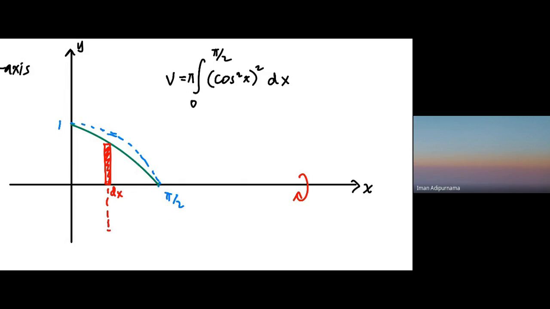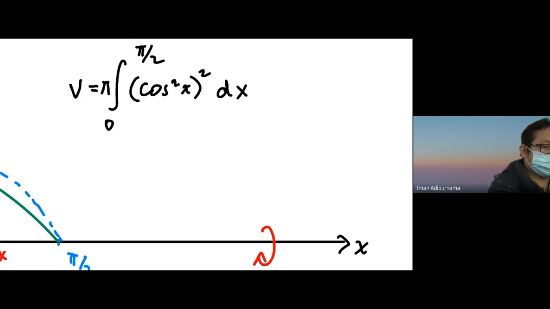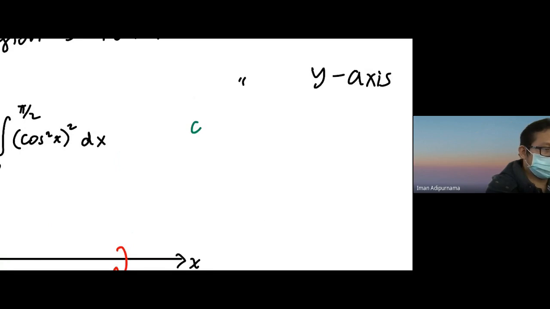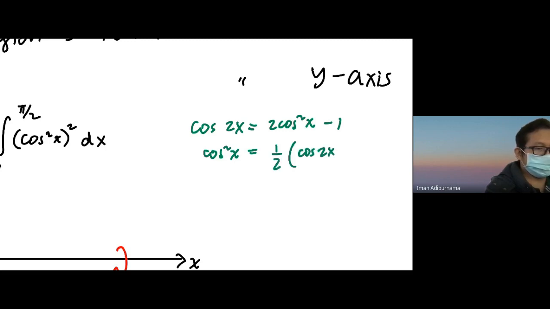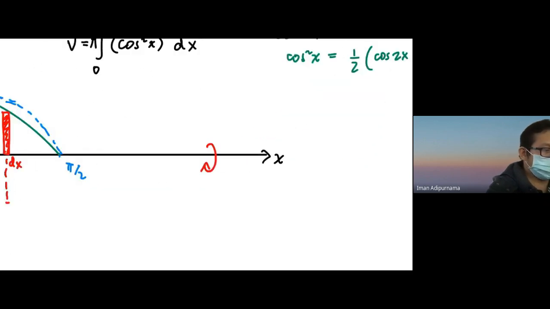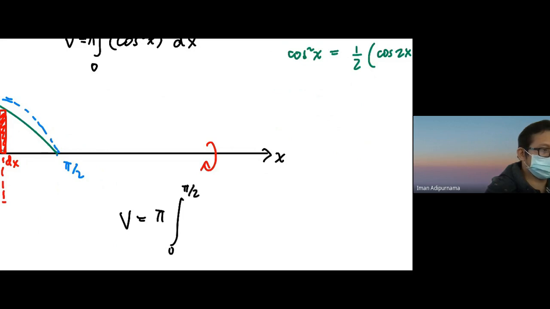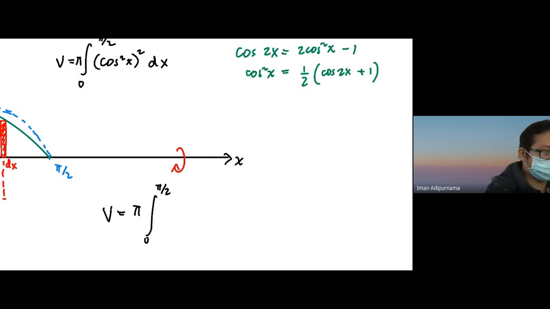Right? Cos squared, if you remember chapter 7 in trigonometric integrals, every time you see cos squared or sine squared, better to change to the double angle form, okay? So let's change first the cos squared x. Let me write here, cos 2x is 2 cos squared x minus 1, or cos squared x is half of cos 2x plus 1. Okay, so I can write my volume. It's half and it's squared, it becomes 1/4. So 1/4 goes outside, pi/4. And then the rest is cos 2x plus 1, and then squared.